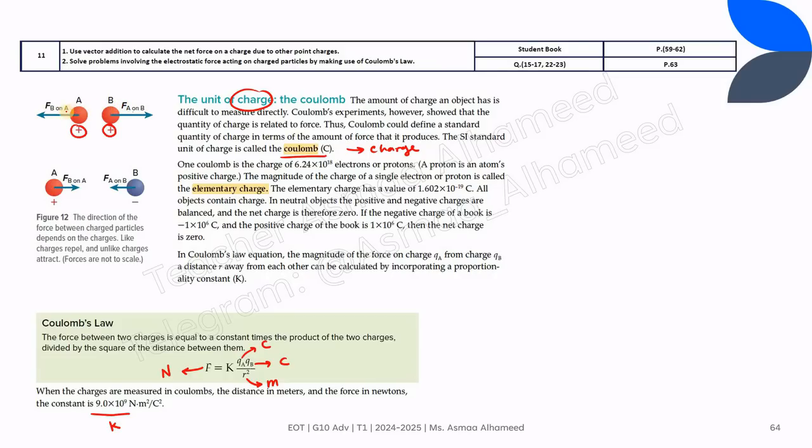So we have F of B on A, because B is forcing on A, and F of A on B, because A is forcing on B. Now the same thing you have when you attract two charges. So A will go to the right because B is attracting it, and B will go to the left because A is attracting it. Another note we need to know is the magnitude of the charge of a single electron or proton, depending on the question, is known as the elementary charge, and it has the value of 1.6 times 10 to the power minus 19 Coulomb.